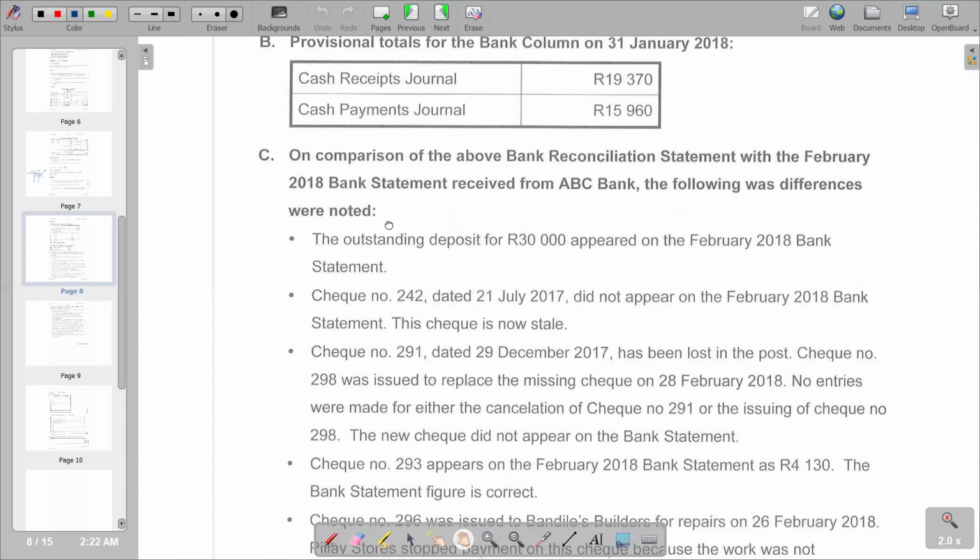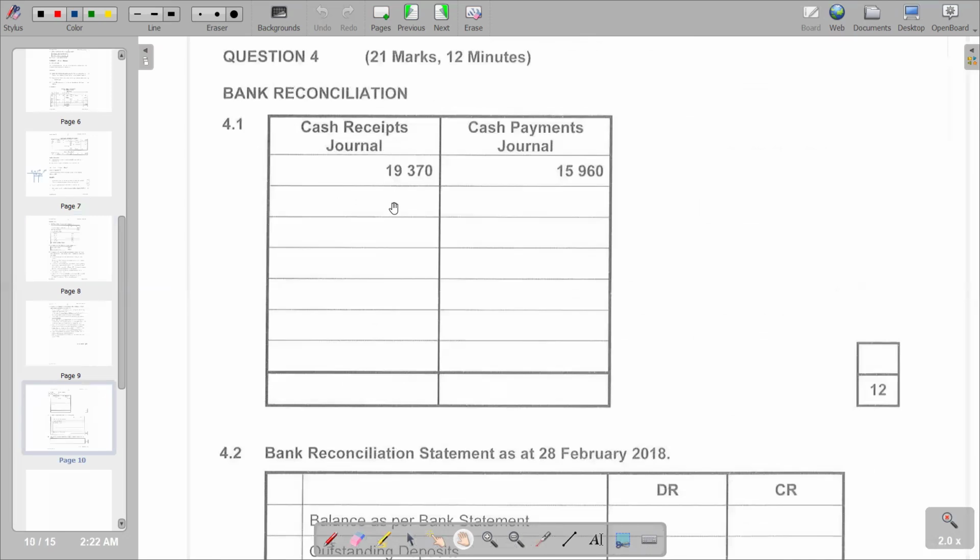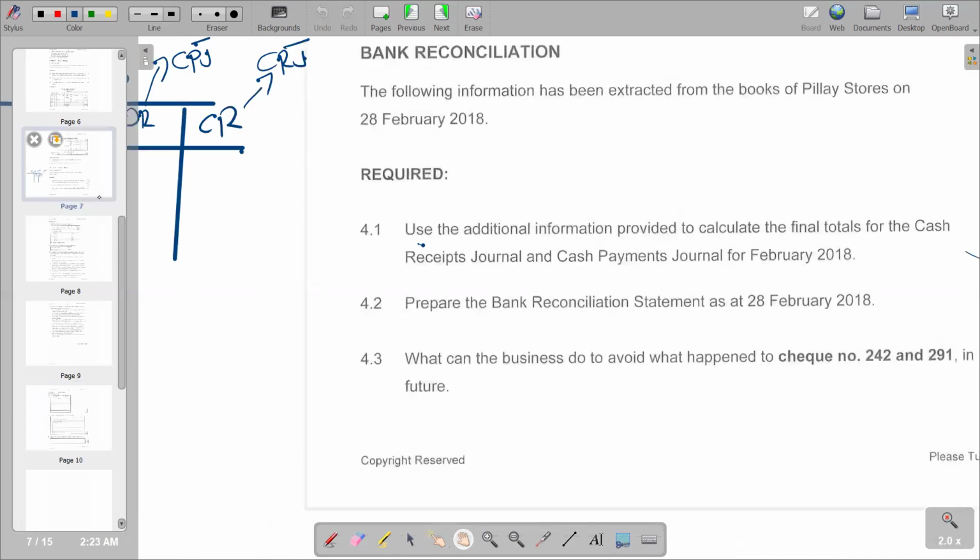So let's see our answer section, where we're going to have our cash receipts journal column and our cash payments journal column. And then we've got the initial balances which need to be pre-entered. So we can now go through our information and correct.